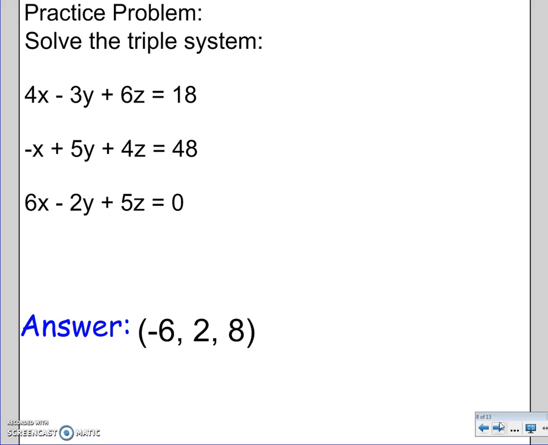Alright, here's your practice problem. Try solving it. I recommend using elimination. It will take a lot of space on your paper, and there's the answer.